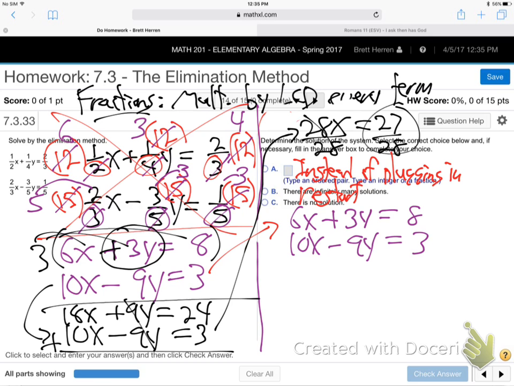Again, I don't have time to explain this in detail. I've got to get on to other things. Last time, see how I made the y's cancel? I made the y's opposites, so they went away, and thus I got x.